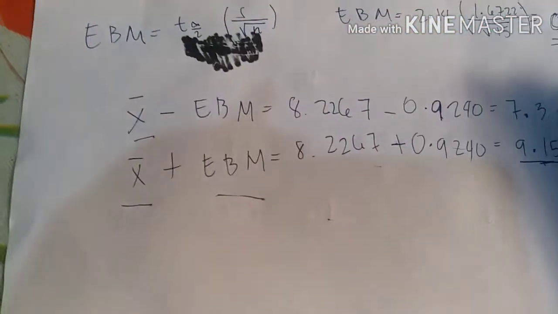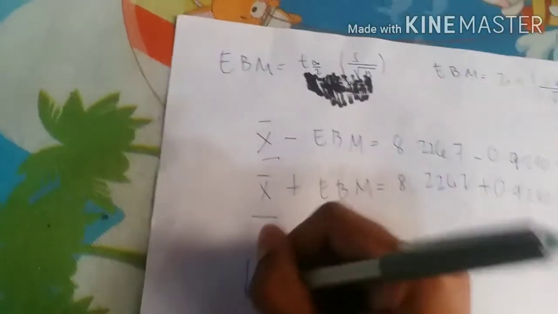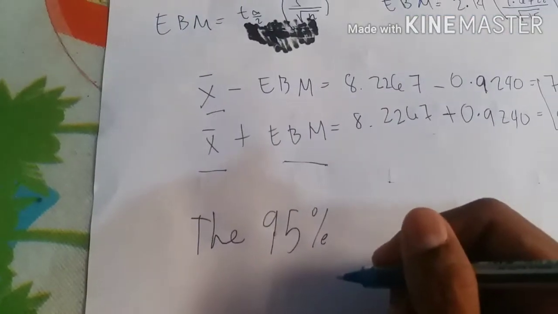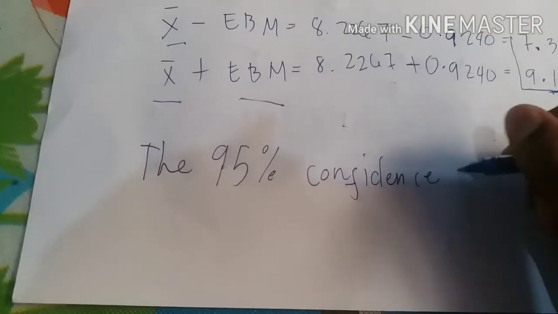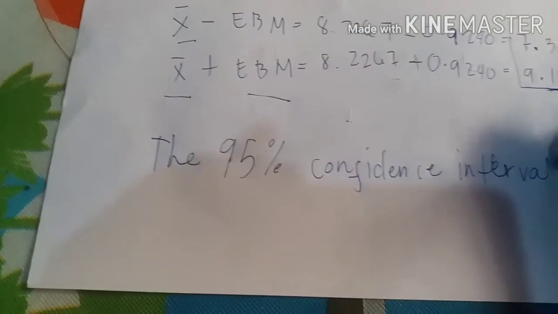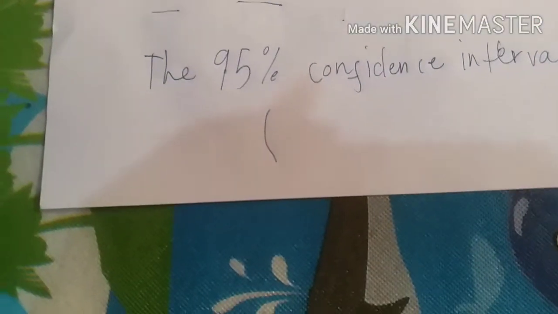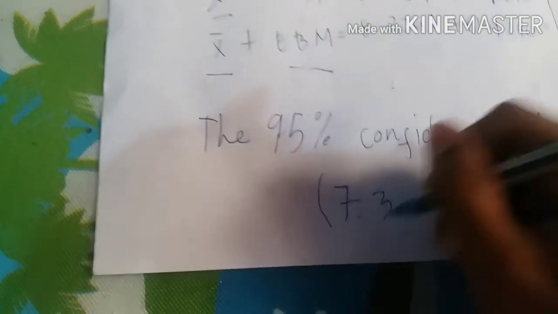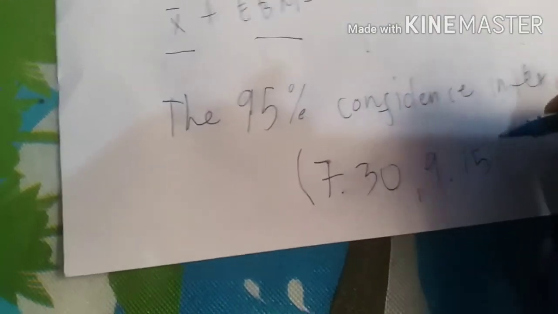So ito na siya. Ito na yung confidence level mo. So the 95% confidence interval is 7.30 and 9.15. So yan na yung confidence interval mo.